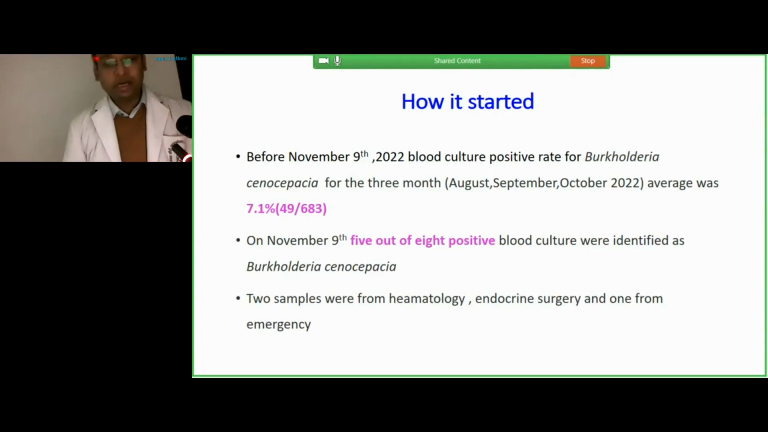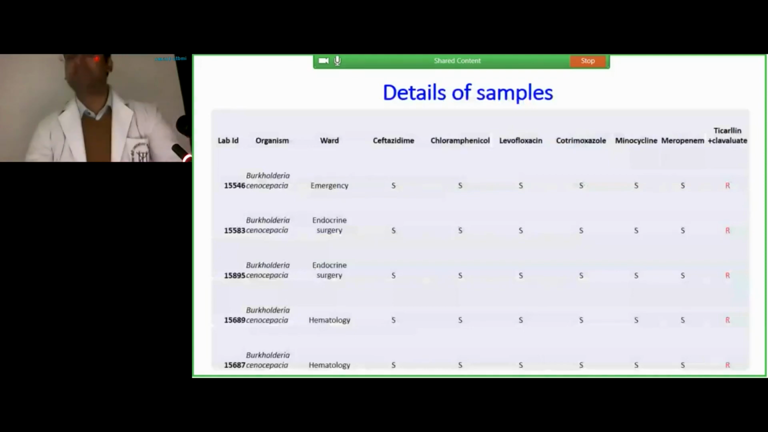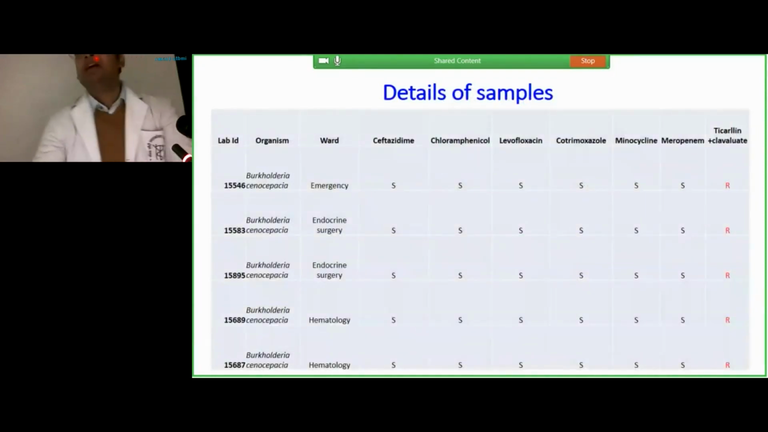Now we performed the antibiotic sensitivity of these 5 isolates. We found a very interesting thing: all these isolates had exactly the same antibiogram for the drugs which were tested. Colistin was 100% resistant in all these isolates, and other drugs like ceftazidime, chloramphenicol, levofloxacin, cotrimoxazole, and minocycline were found to be sensitive. So, exactly the same pattern was found, and colistin was resistant in all these isolates.